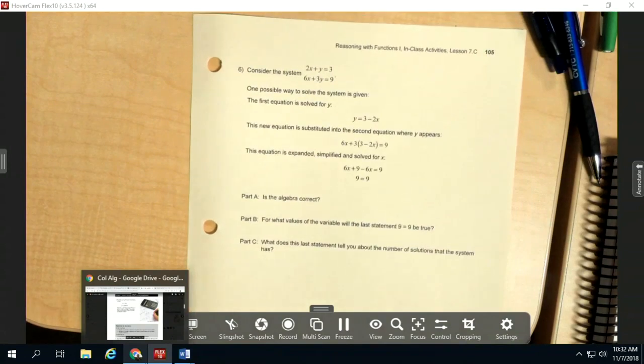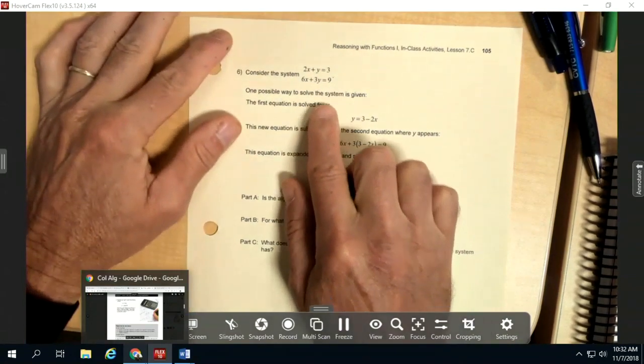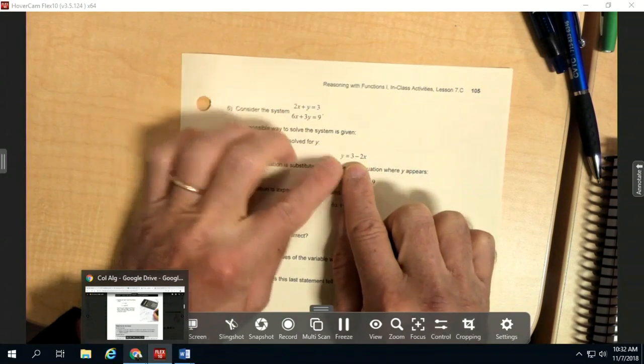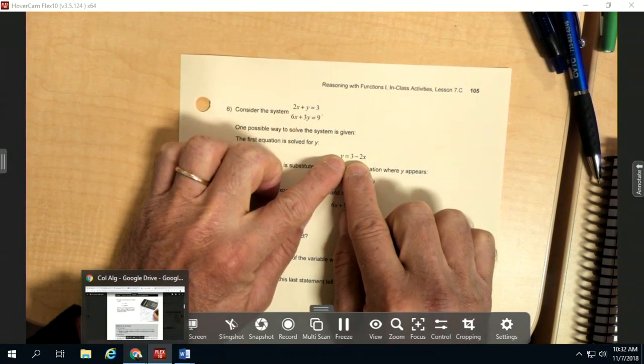Page 105, let's look at that math. So here's what they said to do. Let's take this first equation and get the y all alone. So y equals 3 minus 2x. Everybody agree?